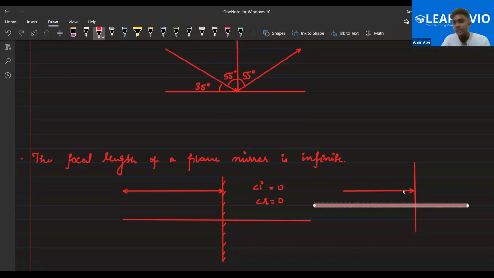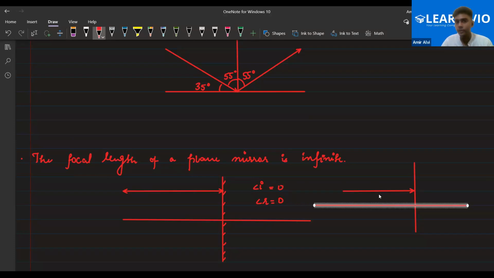No. It means that the reflected ray and the principal axis are parallel to each other. In maths we have studied that parallel rays meet at infinity, right? Focal length is the point at which the reflected ray intersects the principal axis, but there is no intersection. Both the rays are parallel to each other, so that's why the focal length of the plane mirror would be infinity. Is this clear? Why is the plane mirror focal length infinite?